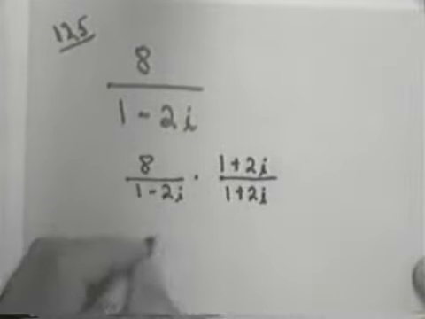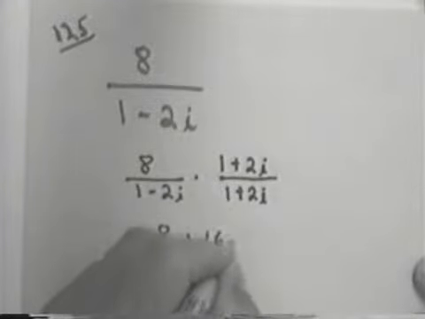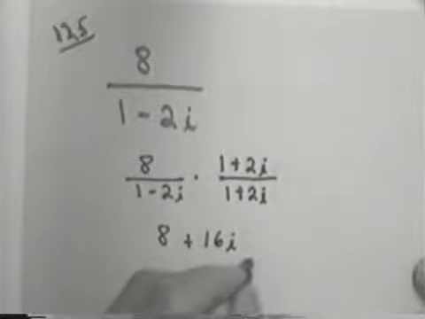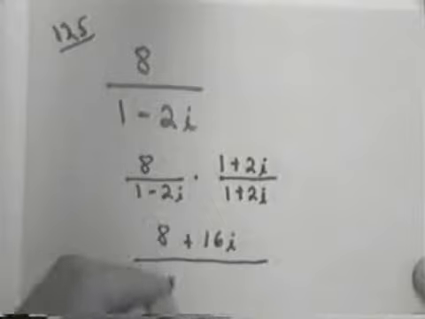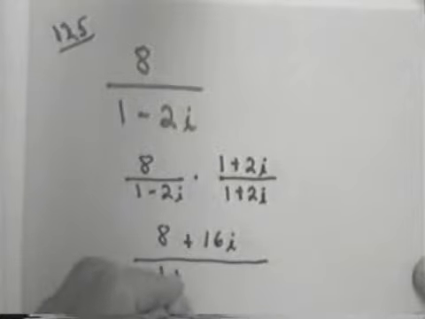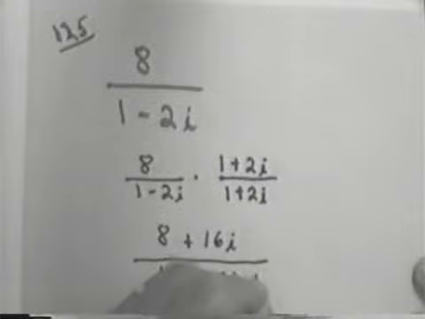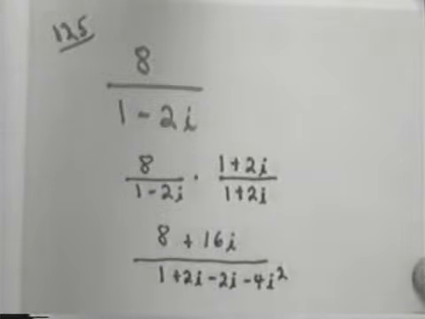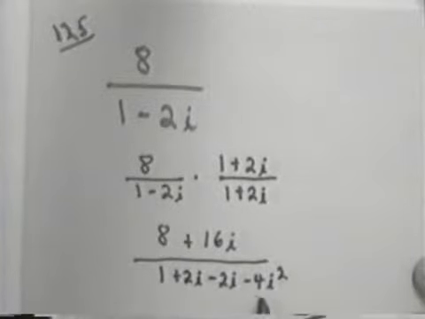Distribute the top. 8 times 1 is 8 plus 16i. 8 times 2 is 16. Over, use FOIL on the denominator. 1 times 1 is 1, plus 2i, minus 2i, minus 4i squared. 1 times 1 is 1. 1 times 2i is a positive 2i. A negative 2i times 1 is a negative 2i. A negative 2i times a positive 2i is a negative 4i squared.